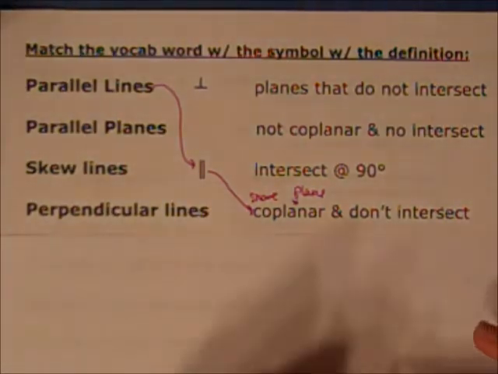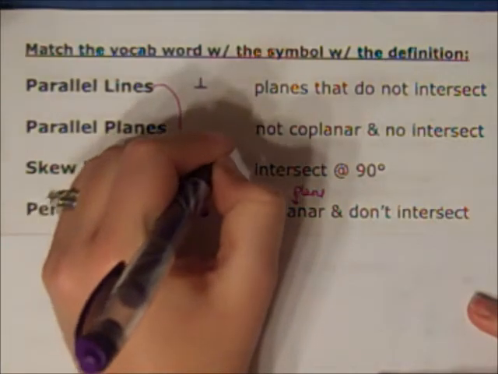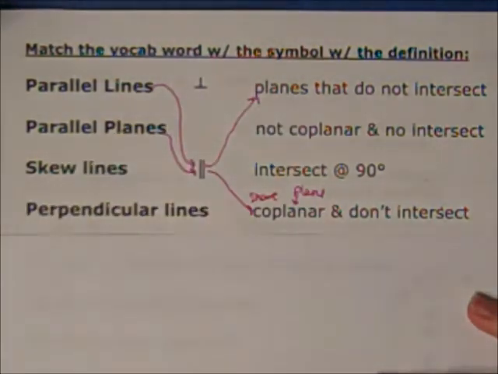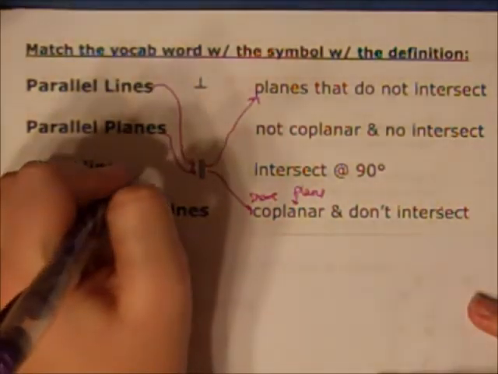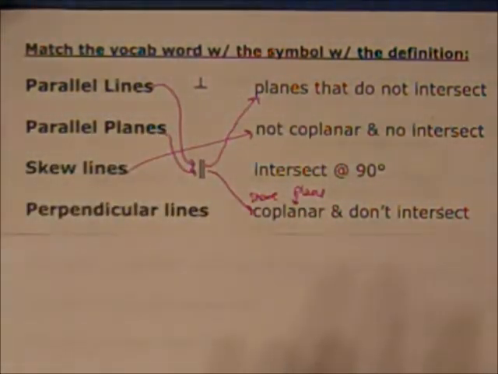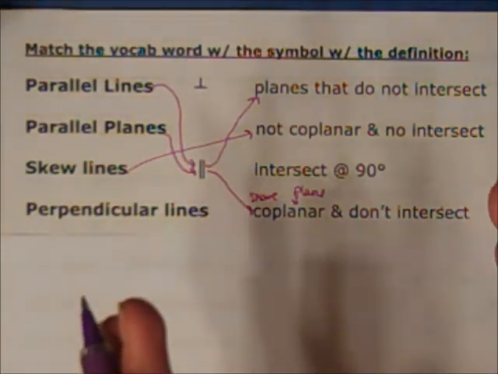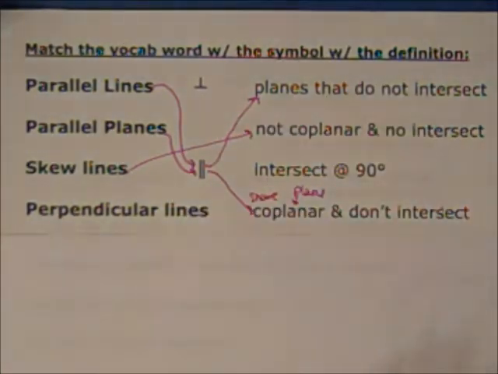Parallel planes, we can still use the same symbol for parallel, but they're going to be two planes that don't intersect. Skew is our new one for this chapter, probably one that you haven't heard before. There's not a symbol for skew, but skew means that they're not coplanar and they're not going to intersect. So parallel would be on the same plane, not intersecting. Skew is going to be on opposite planes, not intersecting, and we'll talk about that more in the first example when we can see a visual.